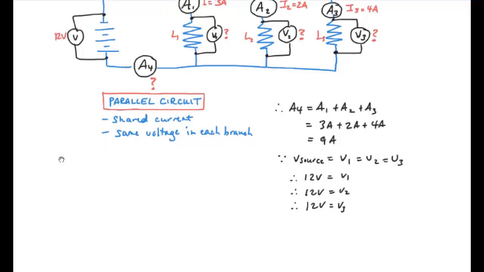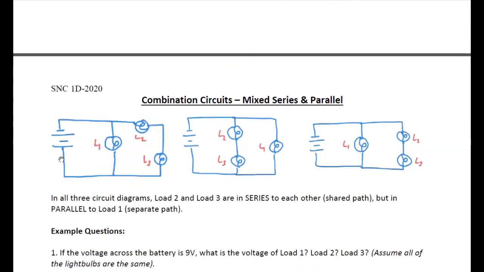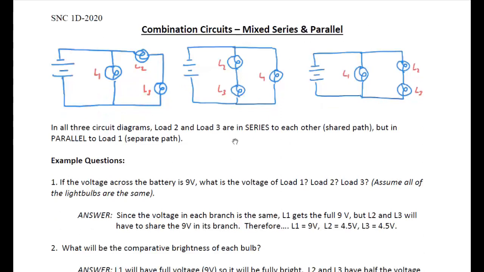All right. Finally, I just want to quickly mention combination circuits and some of the things that go along with them. If you have a mixed series and parallel circuit, you have a combination circuit. So here we've got 3 different diagrams that actually show exactly the same thing. In this branch here, load 1 is by itself. So it has equal access to the battery, full voltage. It will share the current, but it's got full voltage.